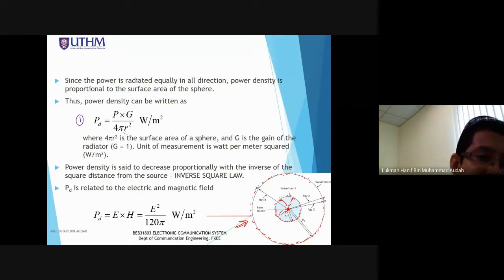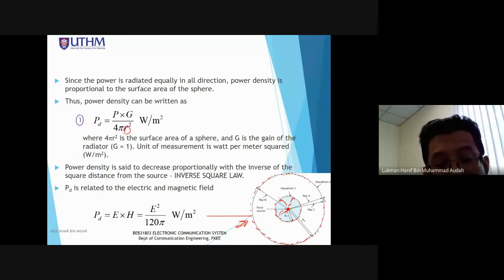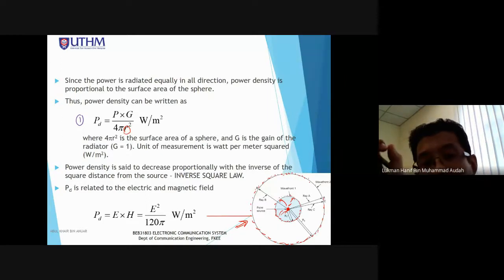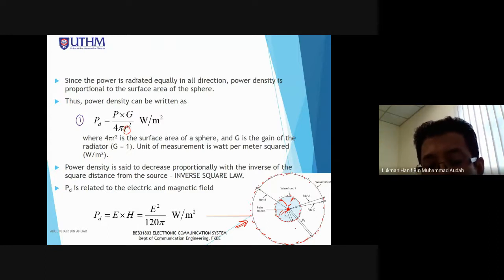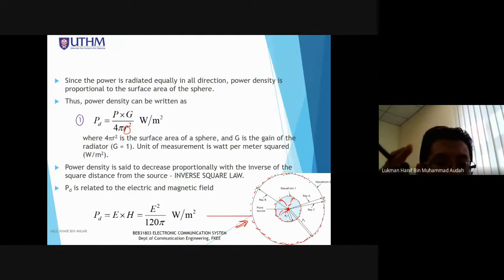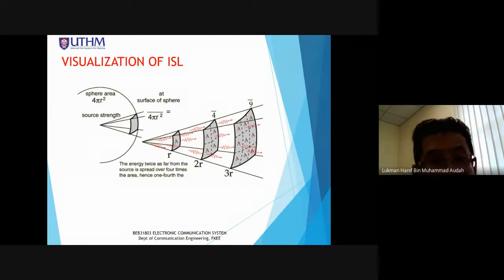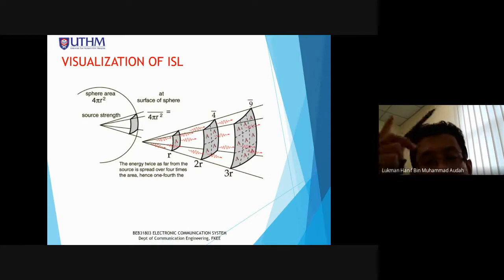Dan kalau kita lihat persamaan ini, power density bergantung kepada distance. Lagi jauh distance itu daripada antena, lagi kecil nilai power density. So power density adalah berkadar songsang dengan jarak. Okey. Kenapa dia menjadi semakin kecil? Semakin jauh daripada antena, maka power itu perlu didistribute dalam luas permukaan yang lebih besar. Okay. So itu dinyatakan secara teoretikalnya yang ini, visualization of ISL ini. So ini dia nak tunjukkan secara teorinya relationship antara power density dan juga distance. Okay.